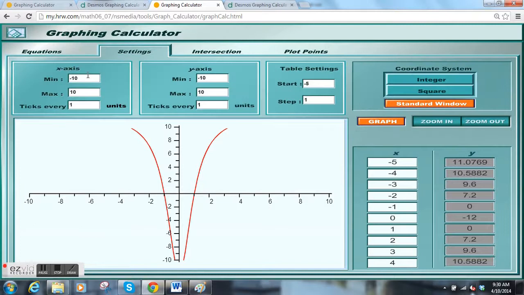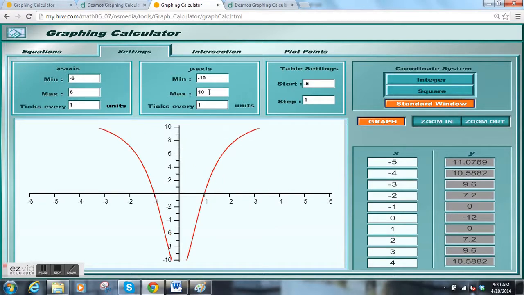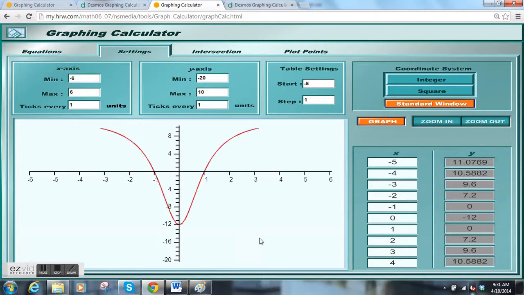And for this one, it's easy to change the settings. So if you decided you didn't like having all this extra space over here, you could say, well, I only want x to go from maybe negative 6 to 6, like that. You can hit graph again, and it does that. Okay, I want to see all the way down, so I want y to go to maybe minus 20. Let's try minus 20 and a maximum of 10. Aha! We'll graph that. That's pretty. So this is a program you can play around with to graph.